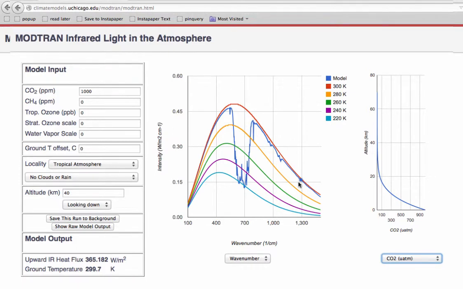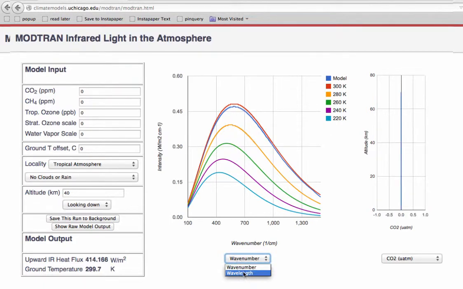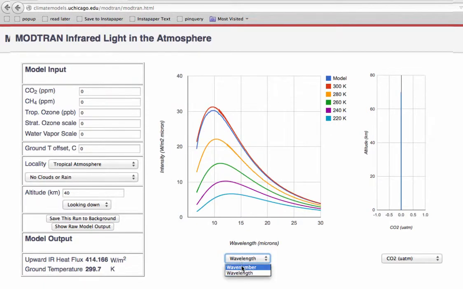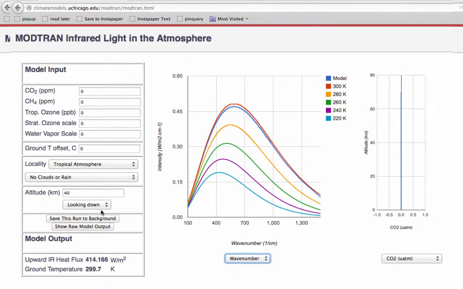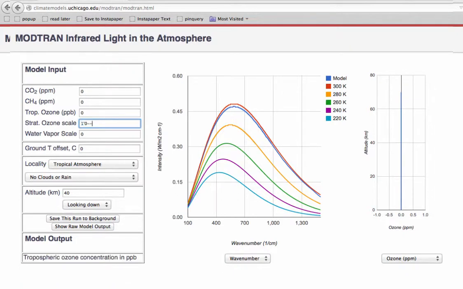So now I'm continuing with the MODTRAN model, looking at ozone instead of CO2. Go ahead and turn carbon dioxide off and wait for the model to recalculate. And now let's look at the ozone, stratospheric ozone. So we want to get up where we've got, so this is current climate.